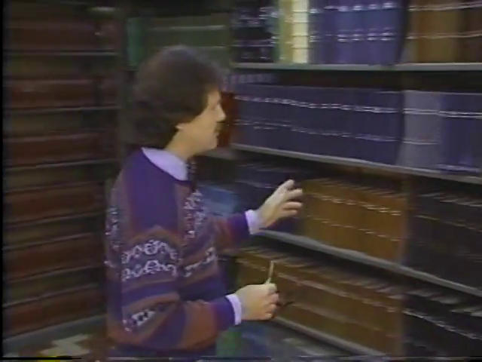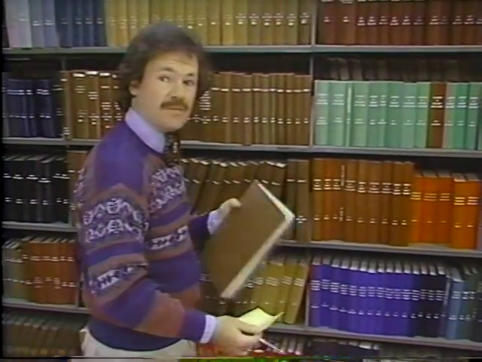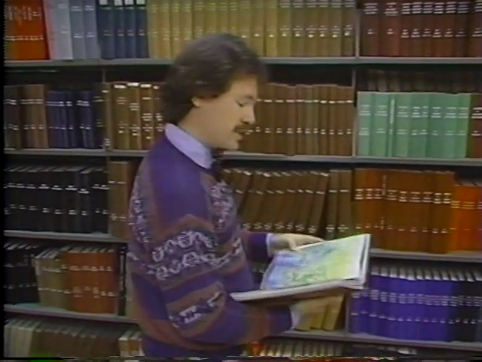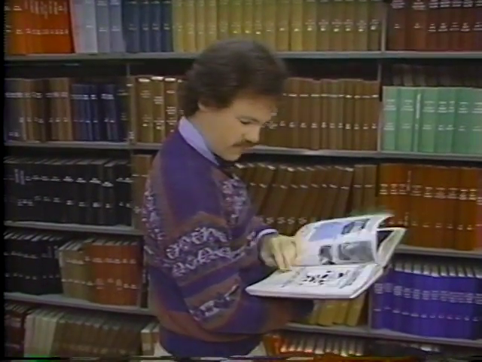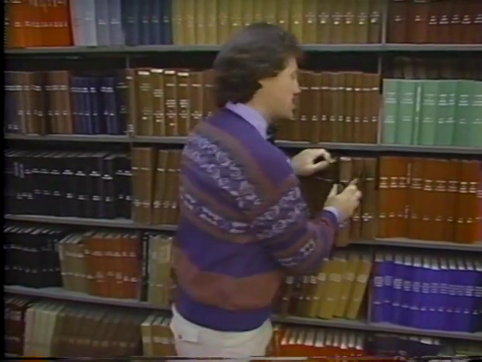Now remember that article we found in the Reader's Guide to Periodical Literature titled Summer and Winter It Makes Solar Sense? It was in a magazine called Sunset. Let's see if we can find it. These volumes are arranged alphabetically by journal, so it should be right over in this area. Let's see, Sunset. Okay. Here's the volume it should be in. Oh, note that each volume contains several issues. All right, our index information told us that the article should be in the September issue, page 94, and so it is. Well, that was certainly easy.